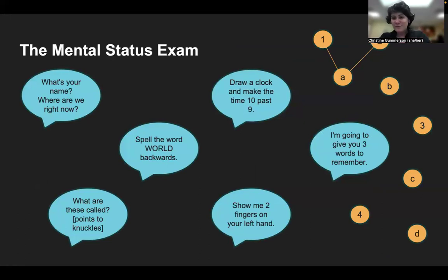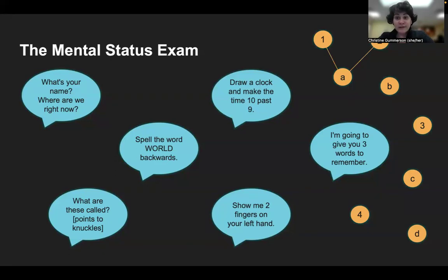So I've put up on the slide here a couple different ways in which we might test different domains of cognition. So for example, what's your name? Where are we right now? Your orientation to the world around you and to yourself. Spelling the word world backwards takes quite a bit of attention. And so I might ask you to demonstrate to me that your attentional ability is intact. I might say, please spell the word world backwards.